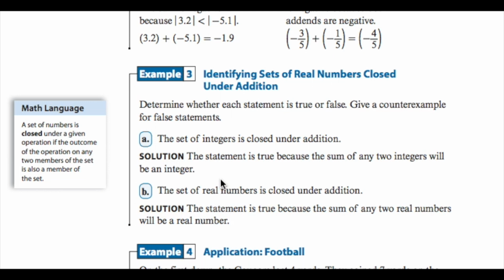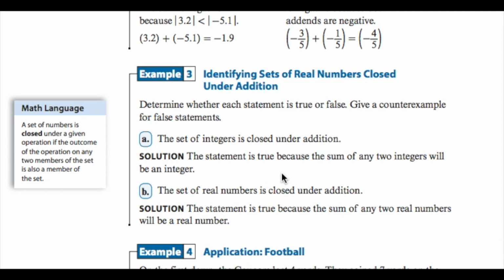So if you look at letters A and B here, it says determine whether each statement is true or false. Give a counterexample for false statements. It's asking us to do the same thing in our practice problems. Letter A, the set of integers is closed under addition. You should think to yourself, if I add an integer to another integer, do I get another integer? The statement is true because the sum of any two integers will also be an integer. If I add two positive numbers, I'm going to get a positive number. That's an integer. If I add two negative numbers, it becomes more negative. Same sign, sum. It is also going to be a negative number, so that is closed under addition.